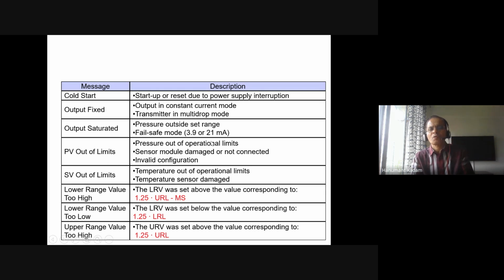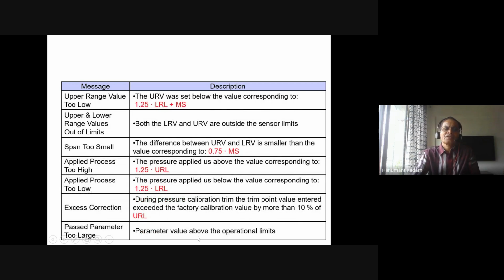Here, for this message, pressure is out of operational limits. Sensor module damaged or not connected. Invalid configuration. Set value out of limits means temperature out of operational limits. Temperature sensor damage. Low range value too high: the low range LRV was set above the value corresponding to 1.25 URL. Like this, messages are there. Low range value too low, upper range value too high. So these are the messages coming using either the communicator or your workstation, maybe your laptop or PC.